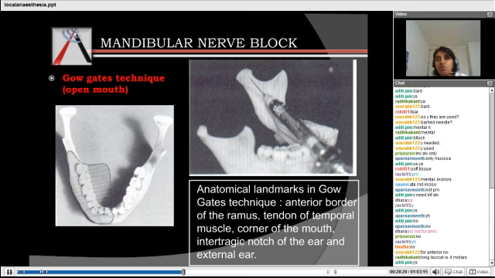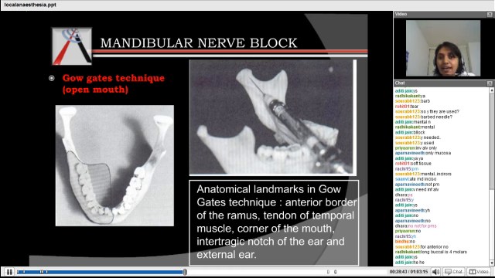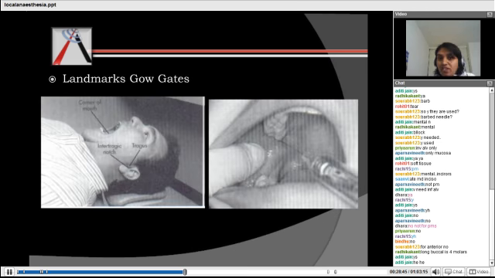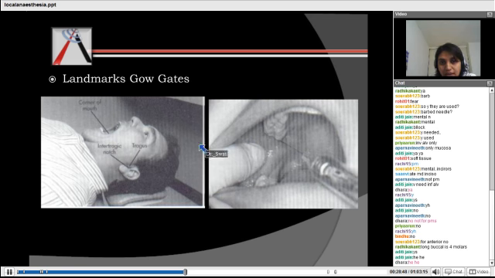Okay, so let's talk about these techniques. First, we'll talk about the Gow-Gates technique. How I used to remember it is like a cow, open your mouth like a cow. You have to open your mouth very wide. After you open your mouth very wide, the landmarks are the intertragic notch and the opposite side angle of the mouth.